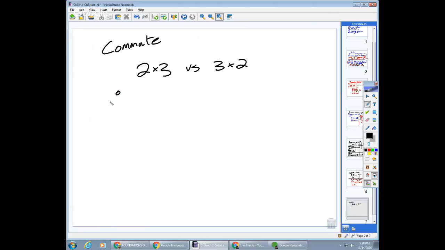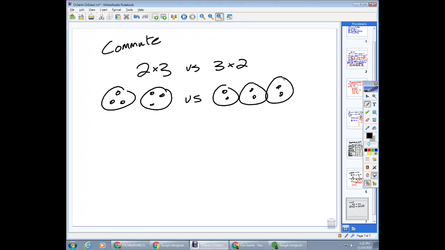Here's a group of 3, here's another group of 3, versus 3 groups of 2. Here's a group of 2, here's a group of 2, here's a group of 2. Are they the same situation? They are different, so model-wise, they're not the same. But the answer's the same, they're both 6 in the end. So when we talk about commutative, switching the order leads to the same answer. The models may lead to two totally different situations. That's okay, but the answer's the same.